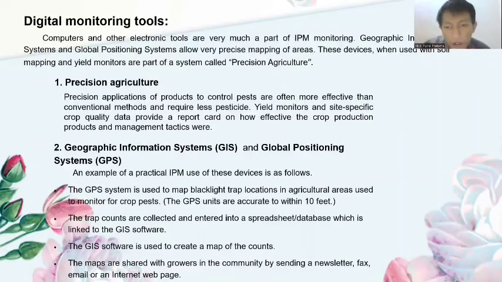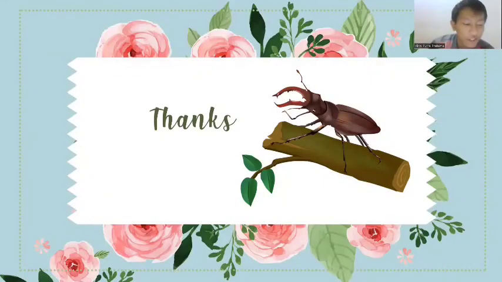Mapping the trap counts is useful for predicting where and when a pest will be arriving. Additionally, the pest map can be overlaid with weather maps that will help predict pest movement and the likelihood of damage to crops.